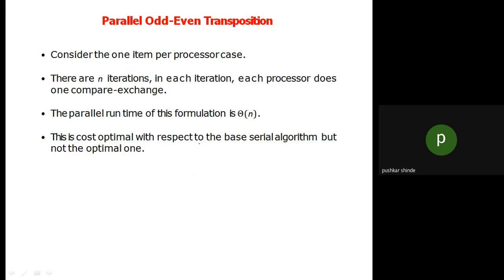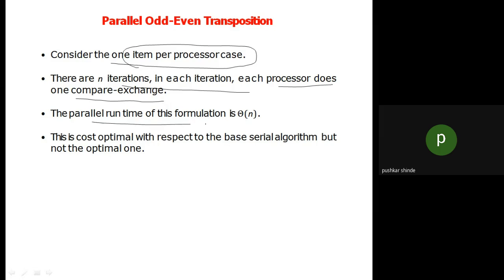So parallel odd even transposition, consider the one item per processor case. Each element of the list can be allocated to one processor. There are n iterations. In each iteration, each processor does one compare exchange. If there are n numbers, there will be n processors in the parallel platform. The parallel runtime of the formulation is theta of n.